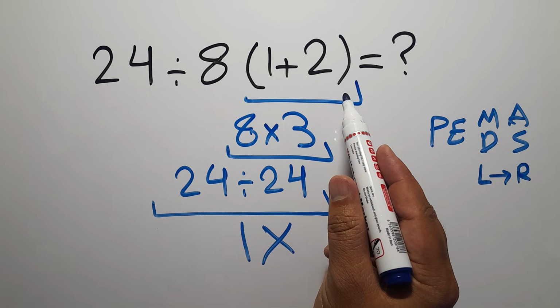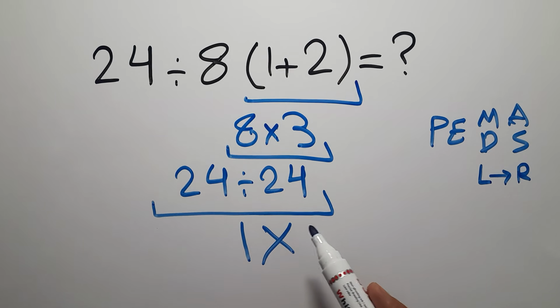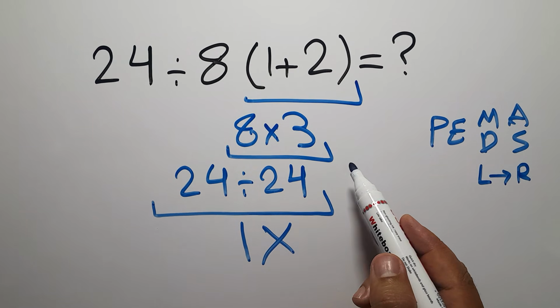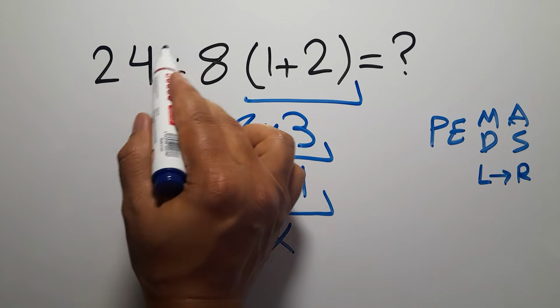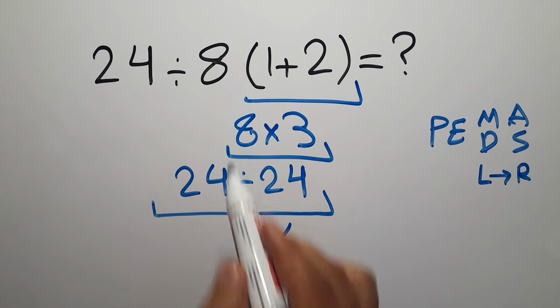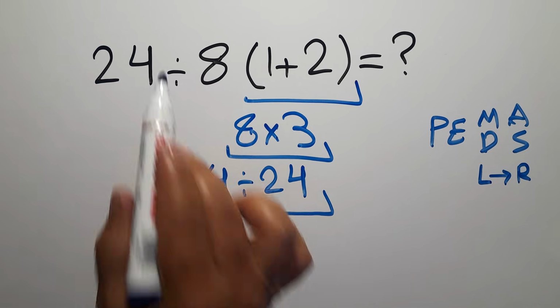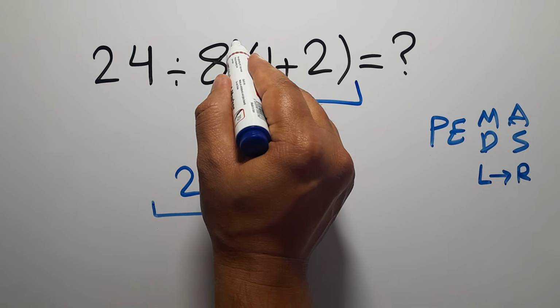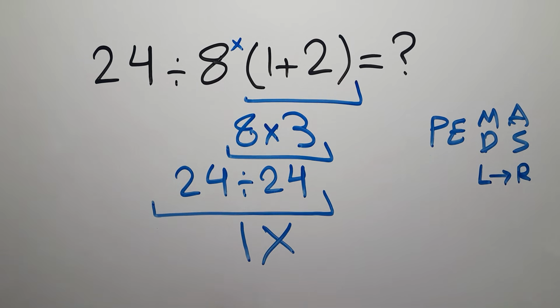So here, first we have to do these parentheses, okay? Then after this parentheses, we have to do this division, okay? Not this multiplication, because multiplication and division have equal priority, and we have to work from left to right. We have here a multiplication, okay?